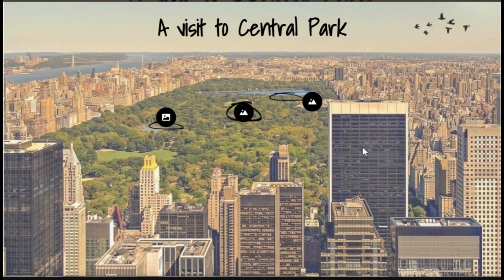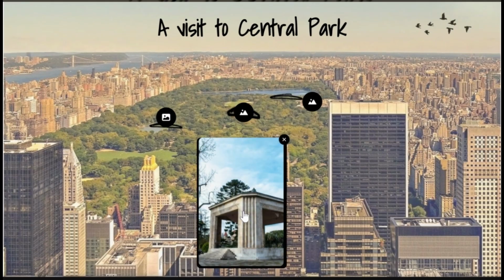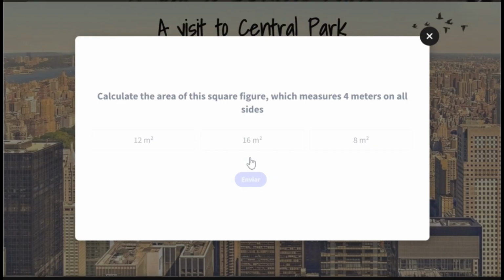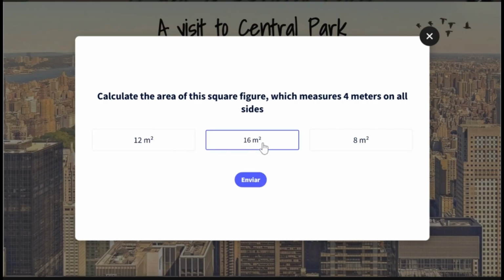The activity consists of clicking on each of the 3 points in the image, where a specific object from the park appears that has the shape of a geometric figure. Clicking on the image displays a question, which the student must answer. These questions involve calculating the area or perimeter of the figure shown in the image. Each question has 3 answer choices.